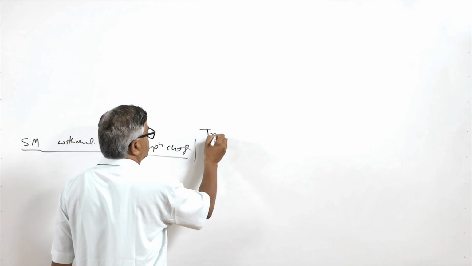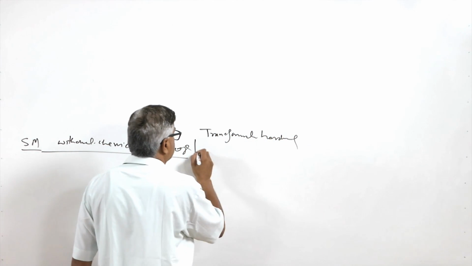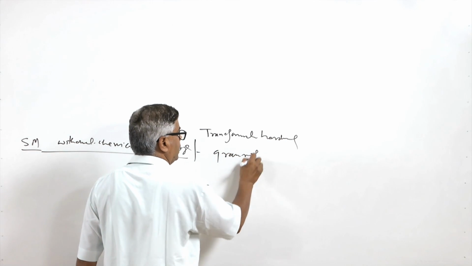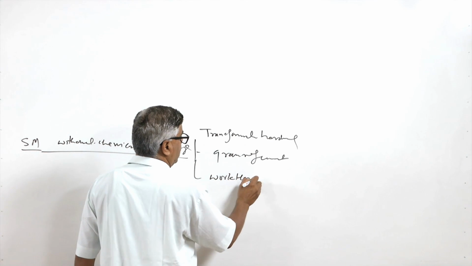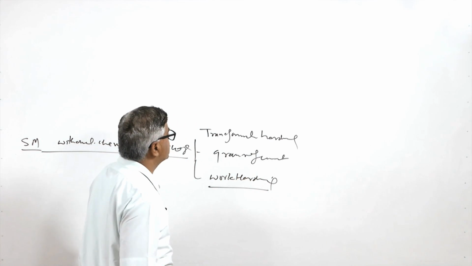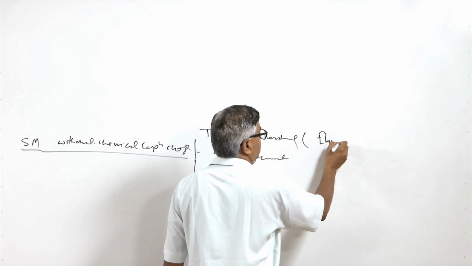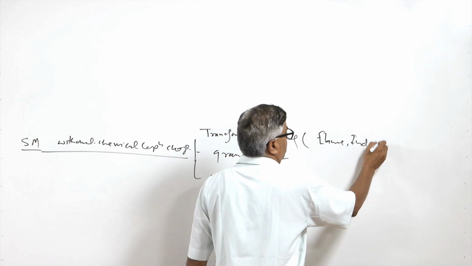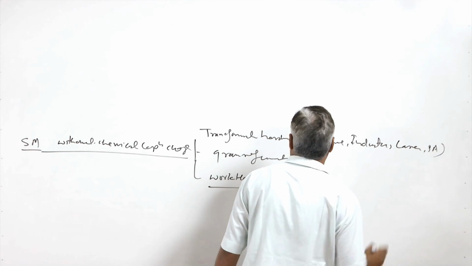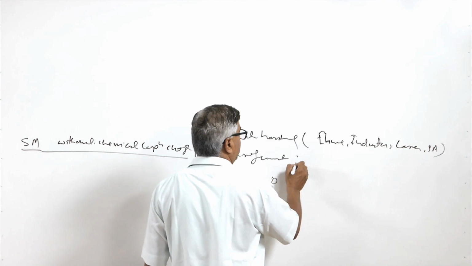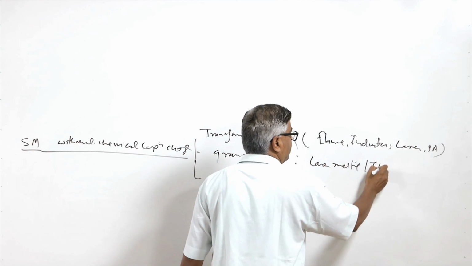As I have said, there is a set of processes which work on three approaches. One is transformation hardening, second is grain refinement, and third is work hardening. And there are various processes under these categories. In transformation hardening we have flame hardening, induction hardening, laser hardening, and plasma arc hardening. For grain refinement, laser melting or TIG melting can be used.